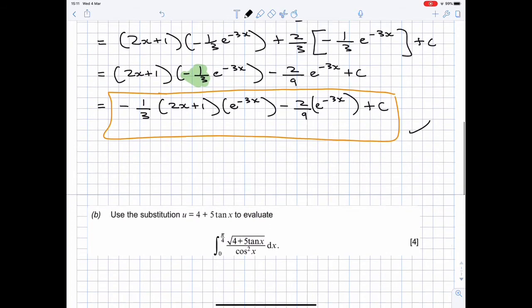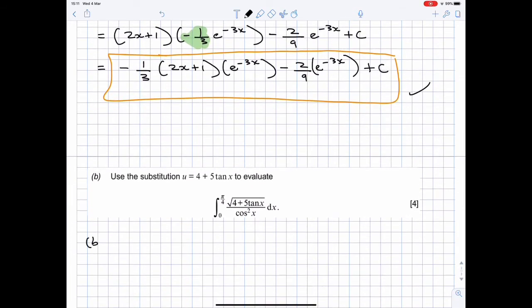Now moving on to the second part of the question. The question says that we need to use the substitution u equals 4 plus 5 tan x to evaluate the integral shown below. And then this is also for 4 marks. Now there's a big clue in the question about what technique we're going to use, and that's this expression here. So it's telling us the substitution. So we know that this is going to be integration by substitution.